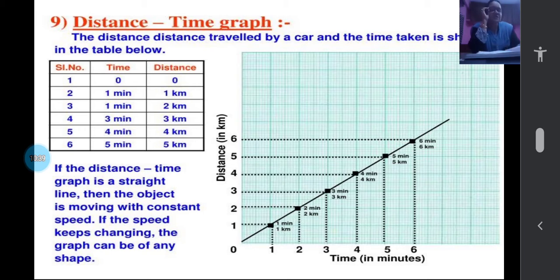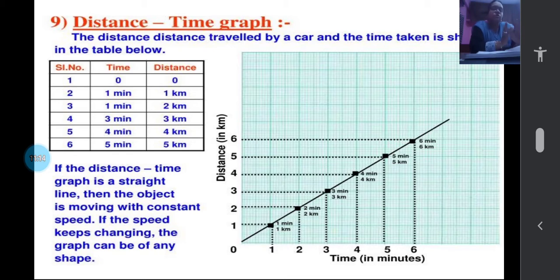So what is the speed there? 1 kilometer per minute. So same way up to the 6. What we have plotted here is 6 kilometers in 6 minutes, that is 6 by 6. Your speed is equal to, you will write, 1 kilometer per minute. So the car is moving with constant speed, meaning it covers equal distances in equal intervals of time. That is how we get the straight line while joining the dots.